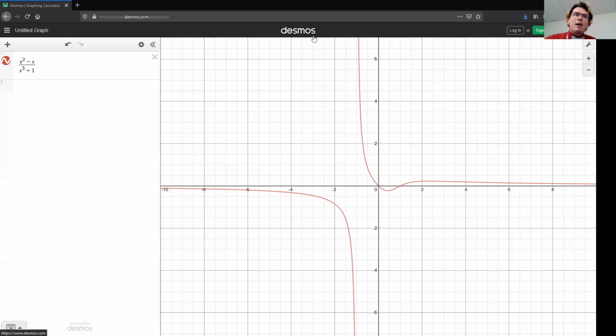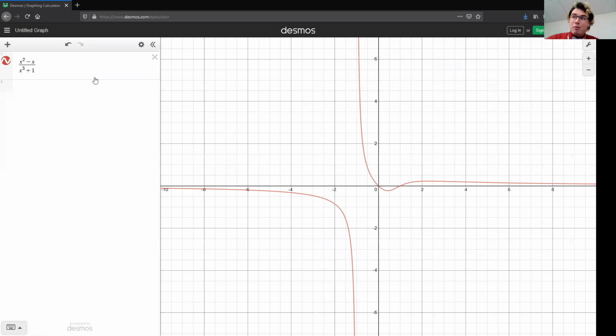So here I have asked Desmos to graph a function for me. This is a rational function. The function is x squared minus x, all of which is divided by x cubed plus 1.